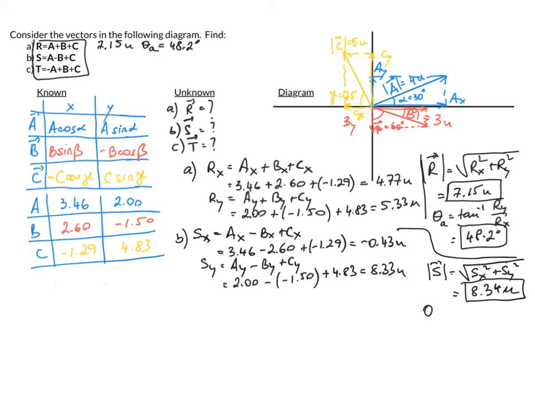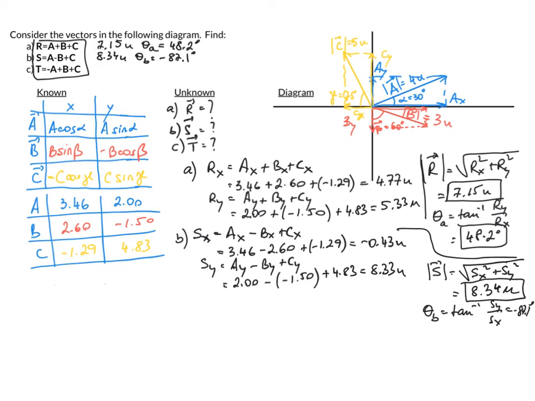And then theta sub b is the inverse tangent of the y component, so that is s sub y over s sub x. When you plug in the numbers, you end up with a negative 87.1 degrees. And that's a little bit of a mess, crowded there. Let's move it up here. So s is 8.34 units, and theta sub b is negative 87.1 degrees.